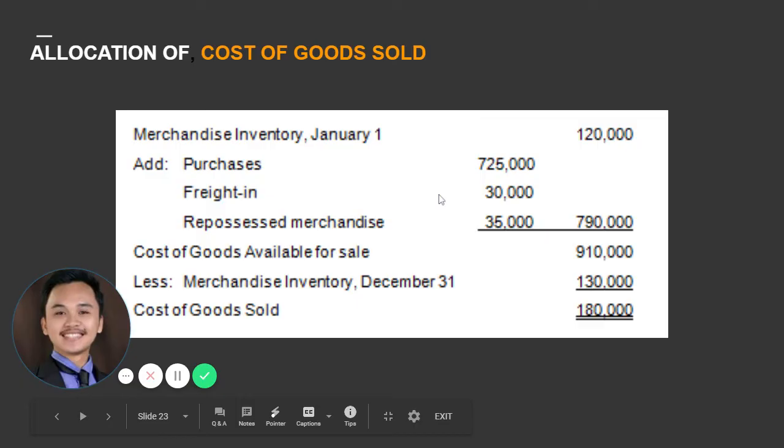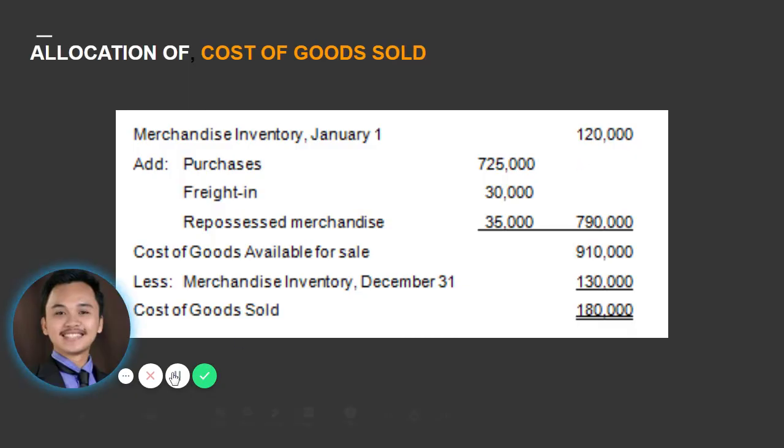So again, there's no difference in computing the cost of goods sold. We still use the same pro forma in computing for our cost of goods sold. But this time, we only have the presence of repossessed merchandise if there's any. It will be added to our total net purchases.